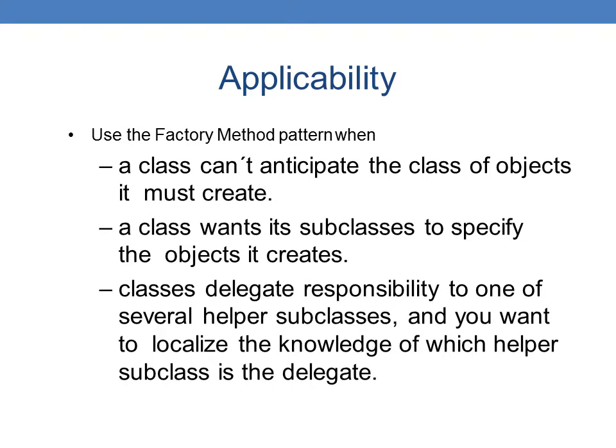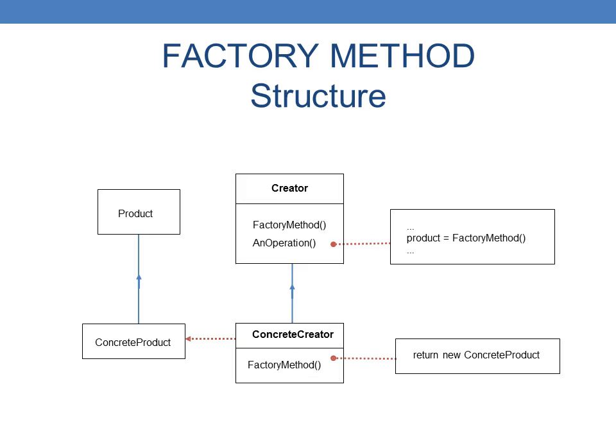Next is applicability. Use the factory method pattern when a class cannot anticipate the class of objects it must create. A class wants its subclasses to specify the objects it creates. Classes delegate responsibility to one of several helper subclasses, and you want to localize the knowledge of which helper subclass is the delegate.